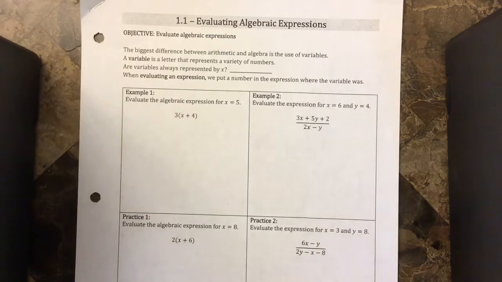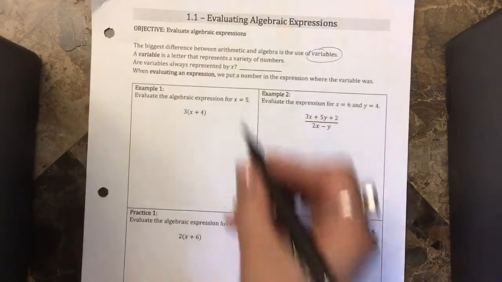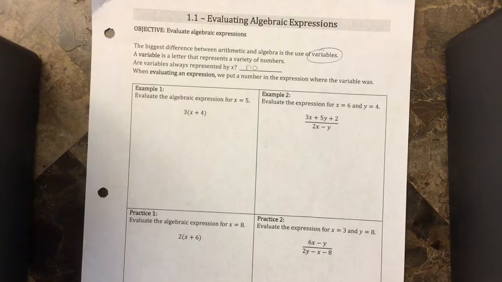The main difference is that we use variables in algebra. It's when you started adding letters to math, and it became a little more complicated. A variable is basically a letter. It represents a variety of numbers. Sometimes it's more specific, like x is actually representing the number 4, or x can represent a set of numbers. So are all variables always represented by x? No. Sometimes we can represent a variable by y or z or a or b or any letter in the alphabet, even the Greek ones.